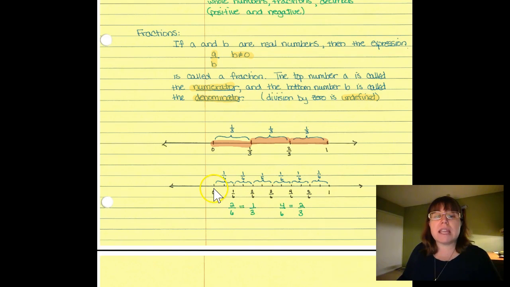I can also take from 0 to 1 and break it up into 6 parts. My first part would get me to 1/6. The second would get me to 2/6. Third will get me to 3/6. Next one, 4/6, 5/6, and 6/6 we also write as 1. That is called an equivalent fraction.